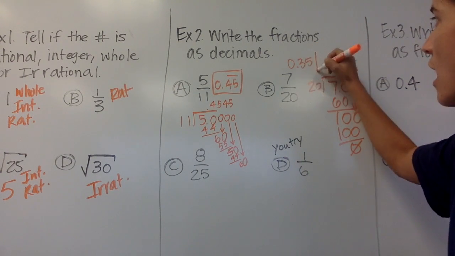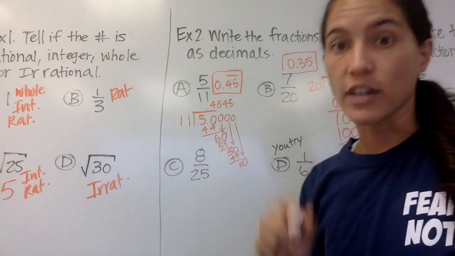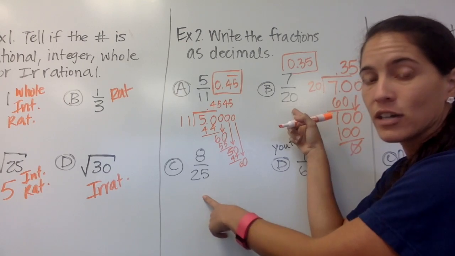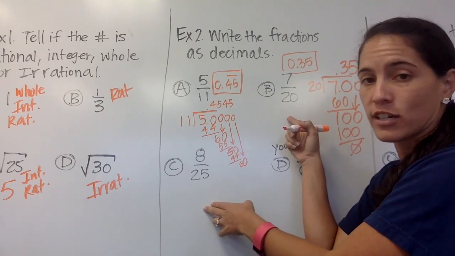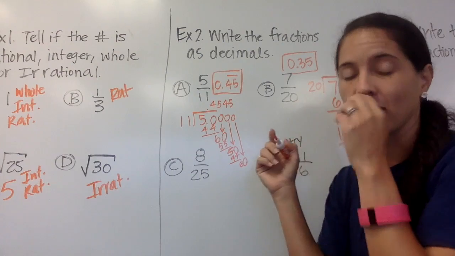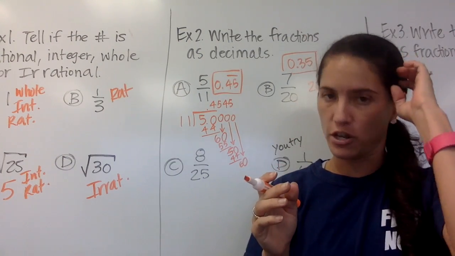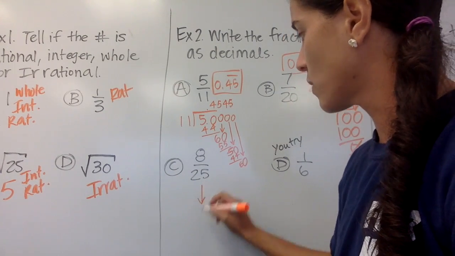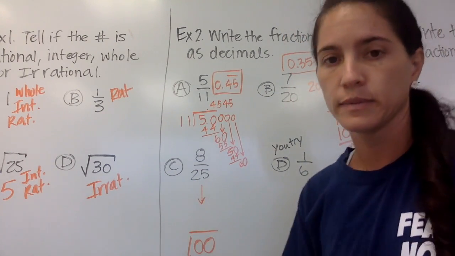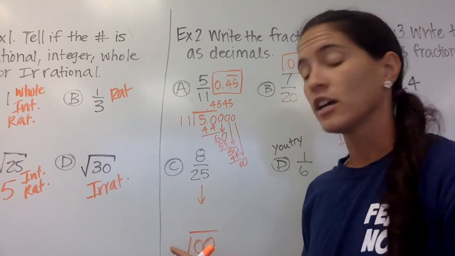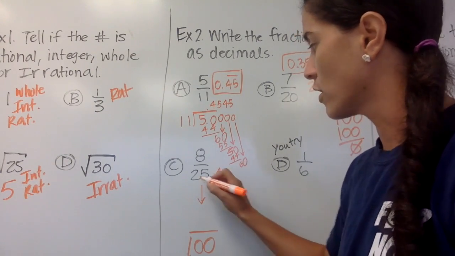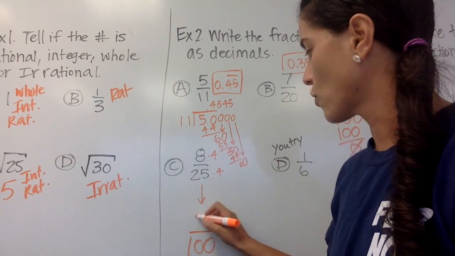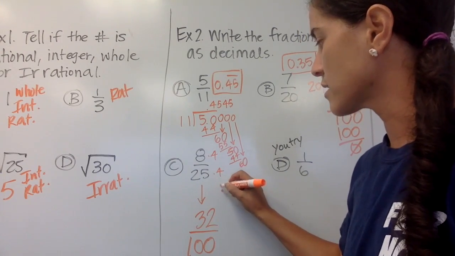Now, there is another way you could do this. I'm going to show you with C. With both B and C, your denominator is a factor of 100. So that means it could go into 100. If you can get a denominator of 10 or 100, then it will be a little quicker. So let me show you. For this one, we want a denominator of 100. So in order to get 25 to 100, we had to do times 4. 25 times 4 is 100. And whatever you do to the bottom, you do to the top. So 8 times 4 is 32. So this decimal would be 0.32.